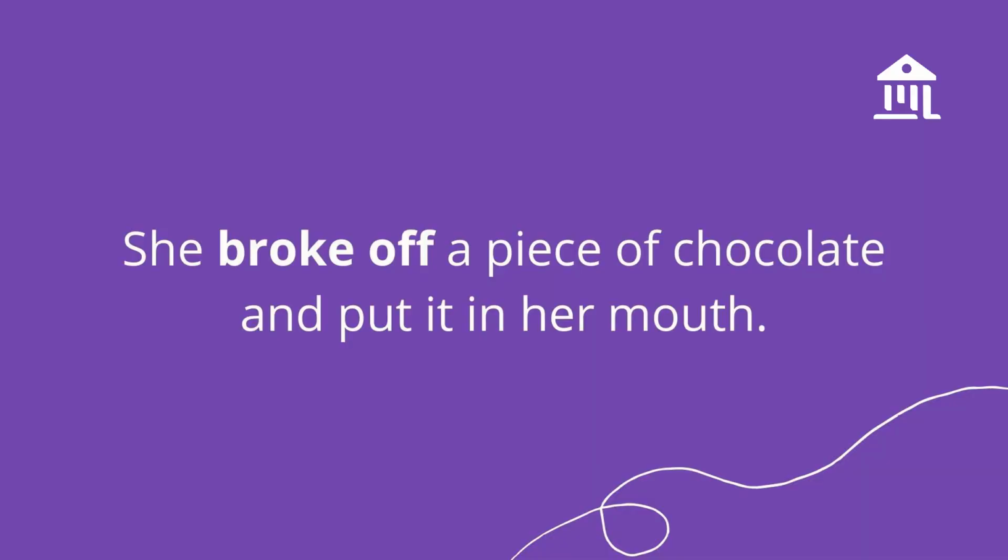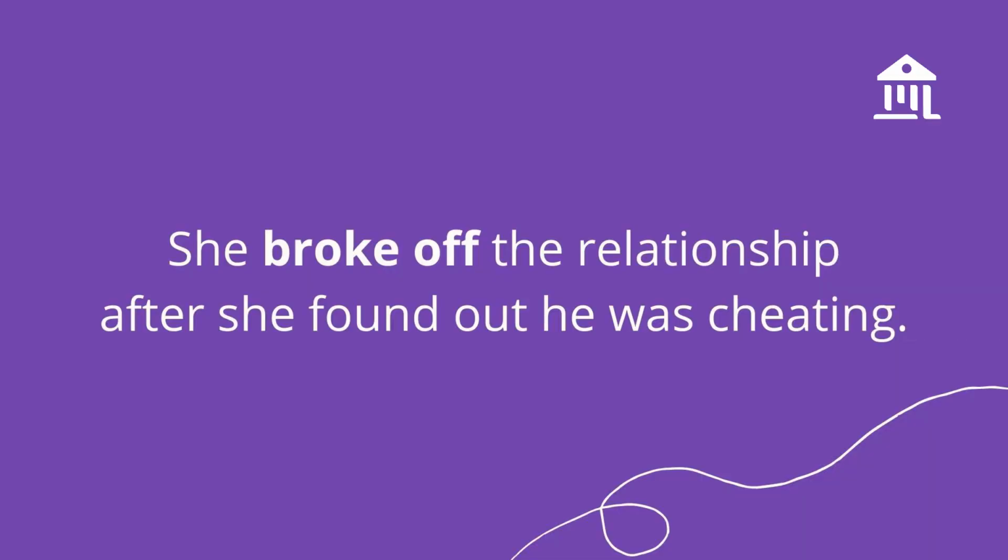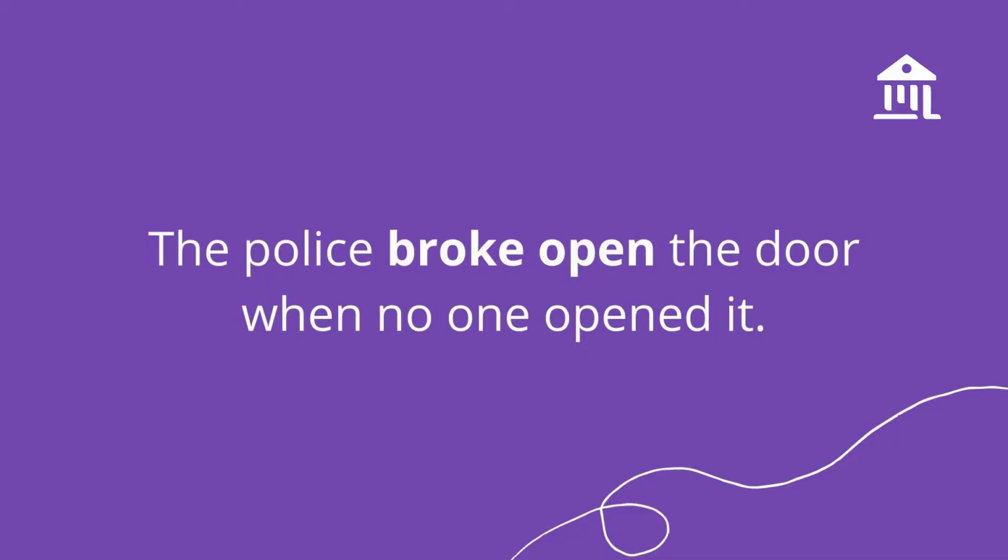For example, she broke off a piece of chocolate and put it in her mouth. And the second meaning is to end a relationship. She broke off the relationship after she found out he was cheating. We also have to break open, which is to open something by force. For example, the police broke open the door when no one opened it.